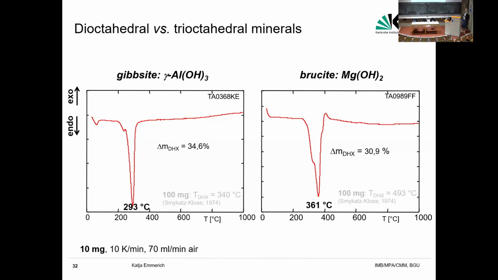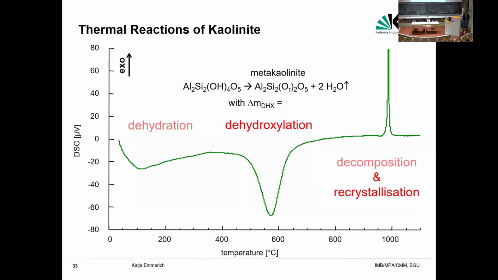Normally, we apply 100 milligram as a standard weight for our measurement, but in the case of gibbsite and brucite, so much water is involved during the dehydroxylation that the device cannot measure it anymore. That's why we reduced the sample weight to 10 milligram, and then we can extrapolate a dehydroxylation temperature that we would expect with a higher sample weight.